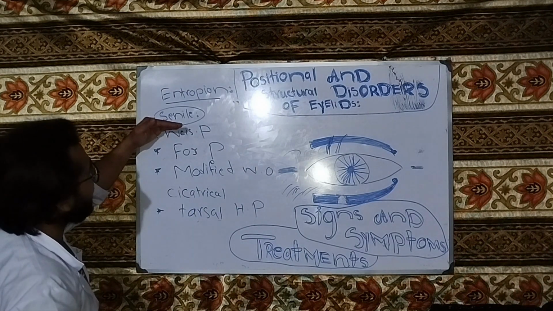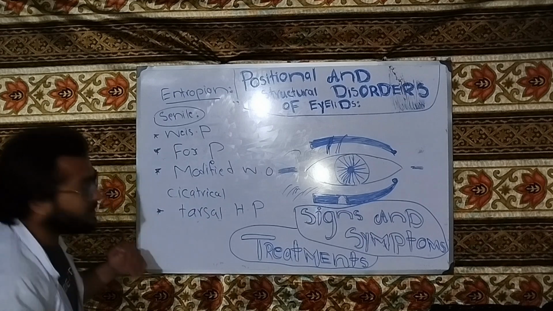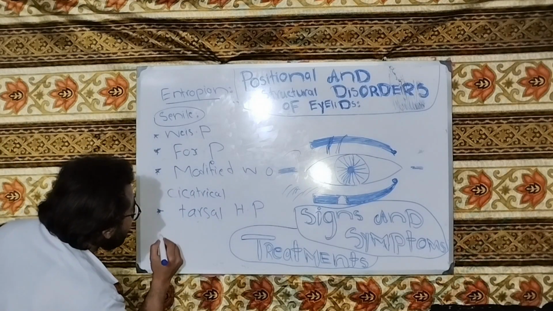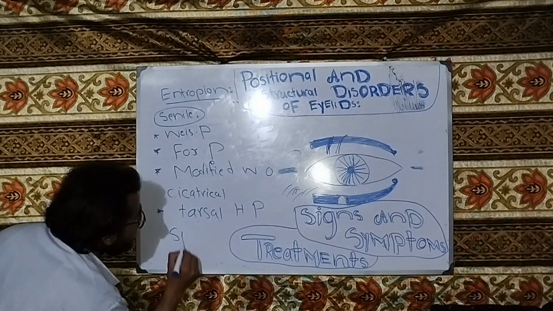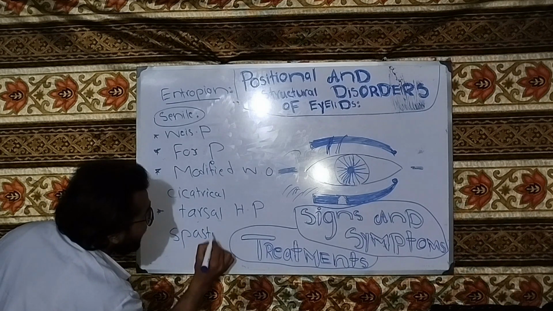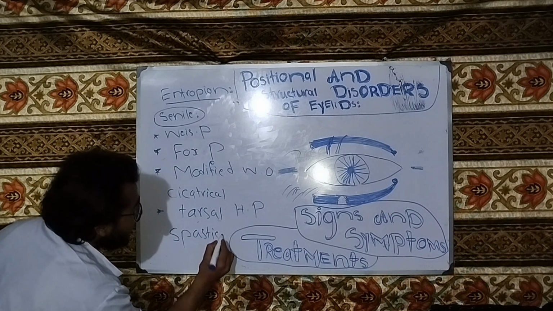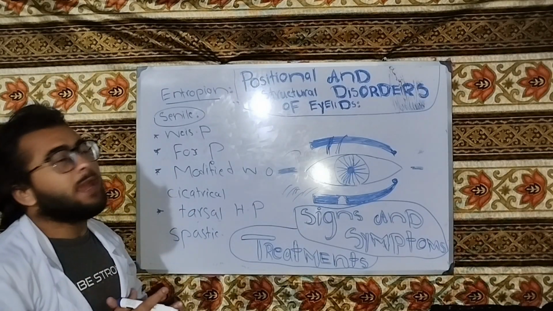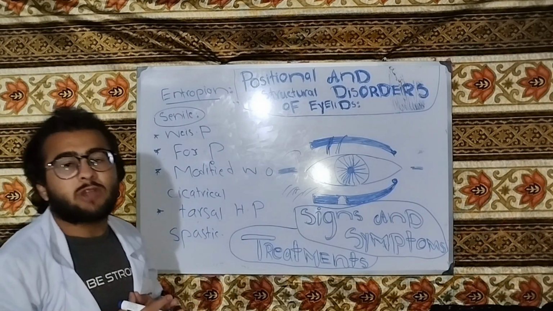This is the senile entropion treatment. This is the cicatricial. The last one is the spastic. For the spastic entropion, we know that the spastic is caused by the excessive contraction of the orbicularis oculi. So we have the treatment option, for example, the Botox injection.